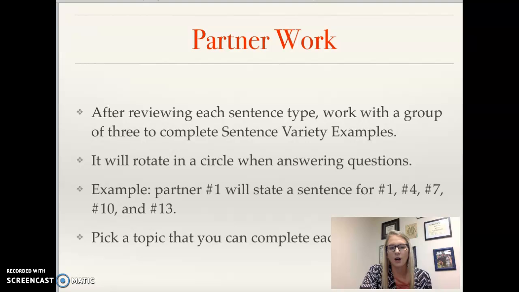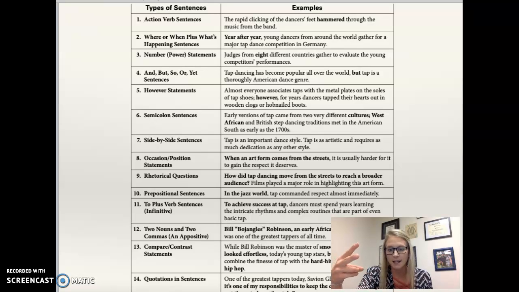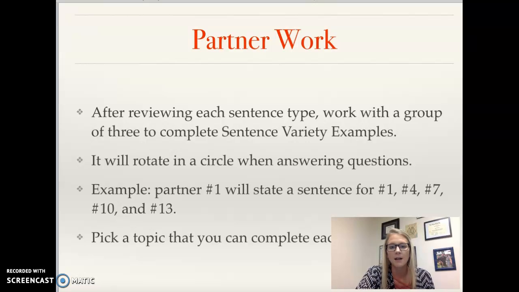And then on Canvas, there are two files. The first file is the file you see right here. And then the second file is a blank one with all of these sentence types down the side, and the examples are blank. You're going to be writing your own sentences. I have paper copies up in the Monday bin if you choose to write on paper. Otherwise, you can do it through Notability.